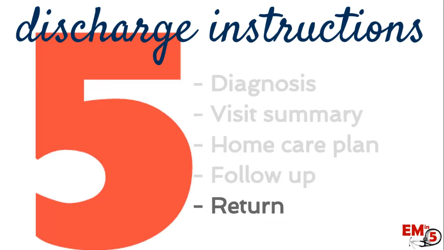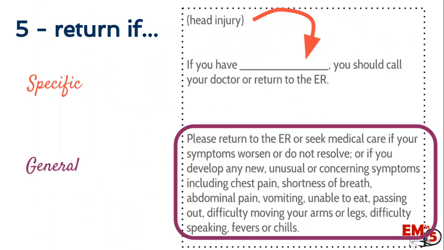Lastly, we have the return instructions. And this I could think of in kind of 2 subsets. So first you have something specific for their visit, and then also some general return instructions. In the general instructions, you're basically going to say, seek medical care, return to the ER, if you have any new symptoms, if you're concerned about them. And then I would give them a little list so that they know what are the newer concerning symptoms.